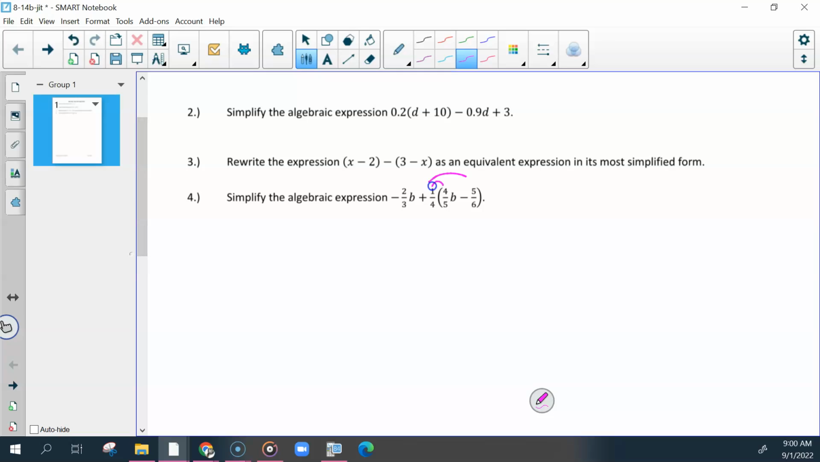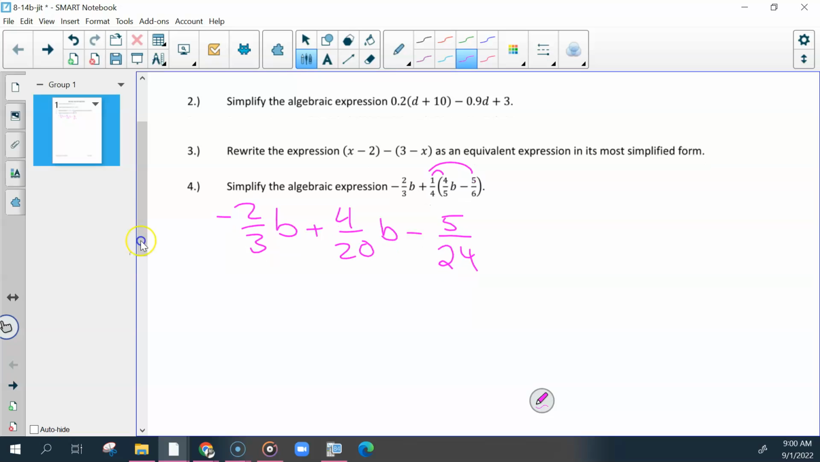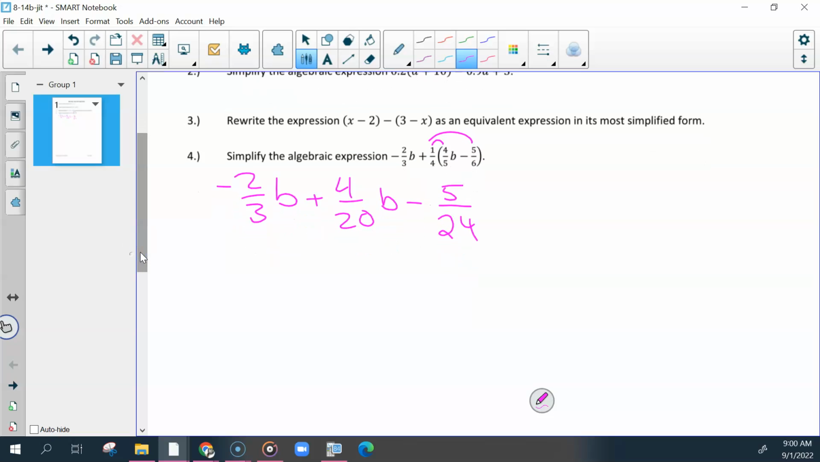So we should have multiplied 1/4 to both of these. So negative 2/3 b plus 4/20 b minus 5/24. We simplify the 4/20, we have negative 2/3 b plus 1/5 b.